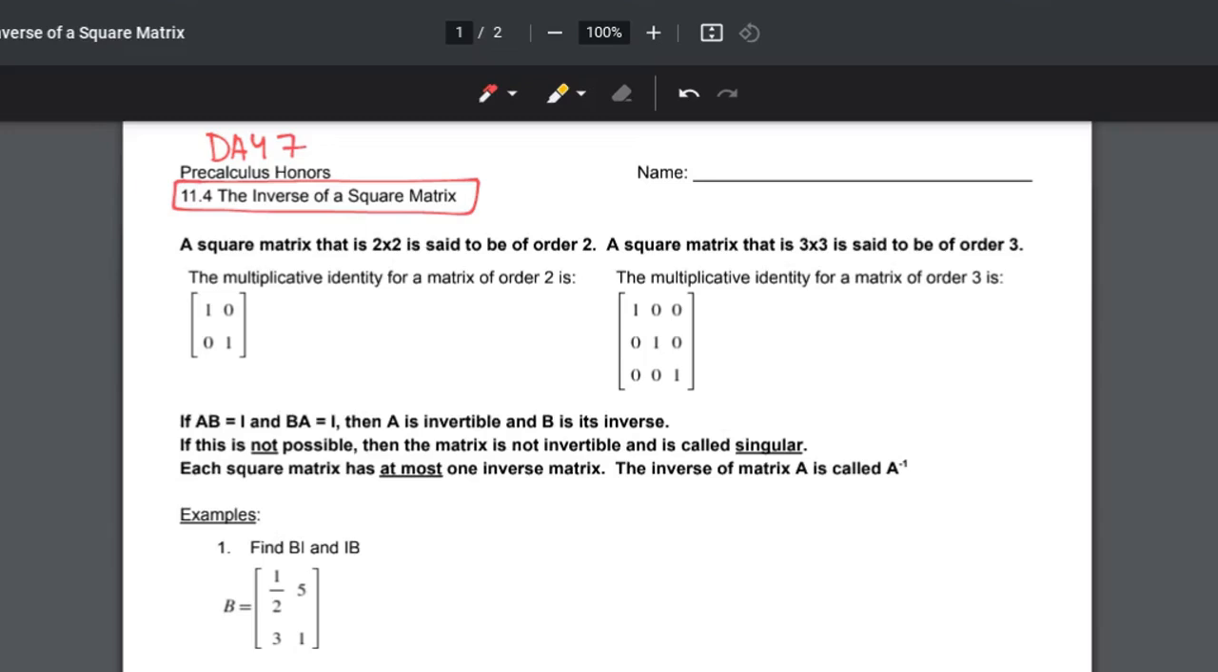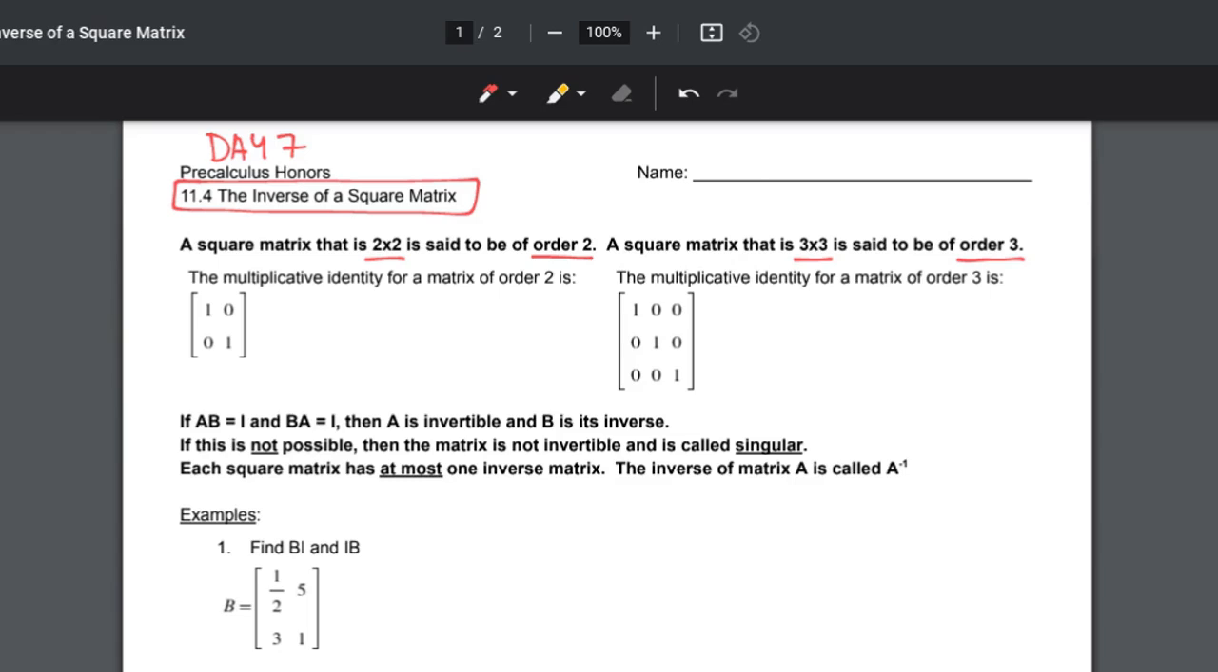Okay, so today's topic is the inverse of a square matrix. A square matrix has the same amount of rows as it does columns. So a 2 by 2 or a 3 by 3 or an n by n is considered to be a square matrix. We use the phrase order of n, order of size n. Order of 2 means that it's a square matrix that's 2 rows by 2 columns, and order of 3 means that it's a square matrix that has 3 rows and 3 columns.